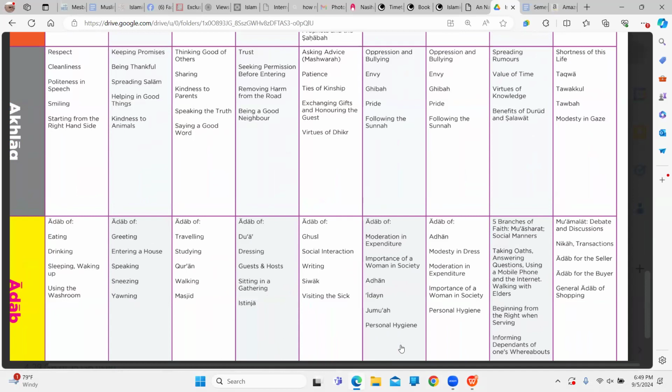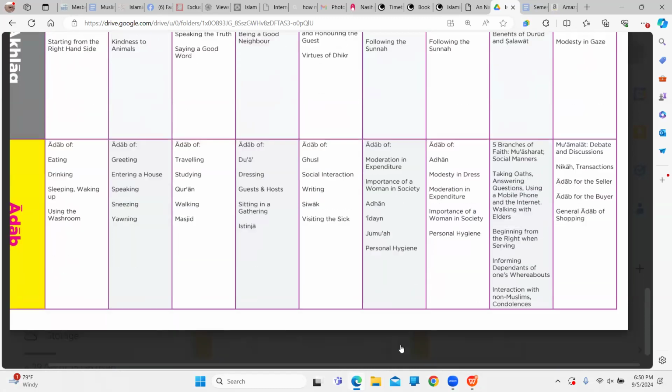Envy means hasad, ghiba, and then pride. And then you have the modesty of gaze, valuing time, spreading rumors, and namima. So they have akhlaq on different topics, muamalat, muashirat, akhlaq. They're all combined. The adabs are the masnun, the sunnah of eating, drinking, sleeping. So they have the sunnah.